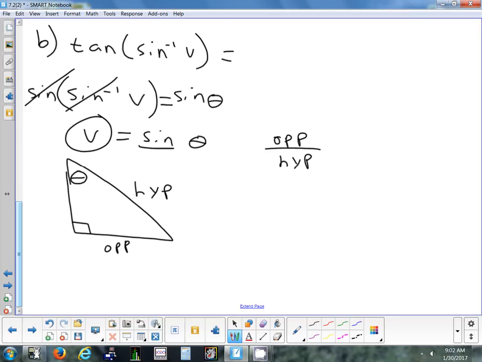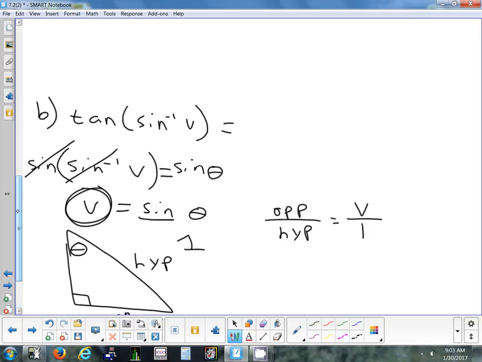So, what could I label the opposite side as? Yep, you can use v. I think that's the easiest way to do it. So now opposite is v. And what do you have to put in the bottom to make the answer come out to that? You need a 1 for the hypotenuse. So we've got the opposite, we've got the hypotenuse.